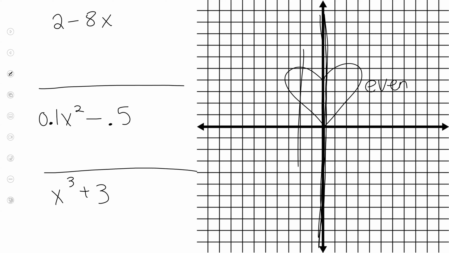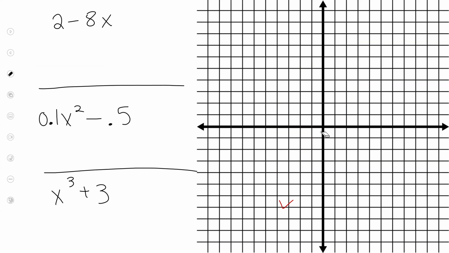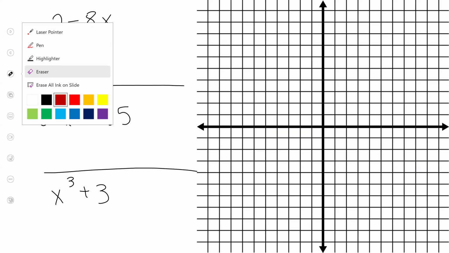Okay. If you want something that looks odd, that means it's symmetric about the origin. So a good one would be the cubic. This cubic graph is odd because if you rotated this 180 degrees, it would be right on top of its current graph. It's rotating about the origin. Okay? All right, so let's figure out if these are even, odd, or neither of these, okay? So for this one, what did you guys get?